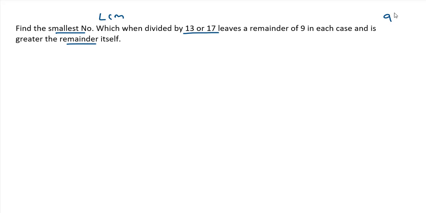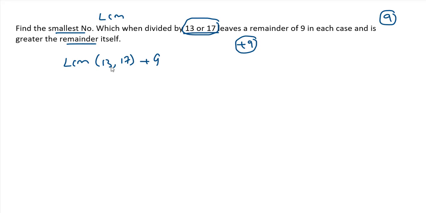So it cannot be 9, because 9 when divided by 13 will leave a remainder of 9. Likewise, when 9 is divided by 17, it will again leave a remainder of 9. So we need to find a number which is greater than the remainder itself. For that, we need to first find the LCM of these two numbers, 13 and 17. That will give us the smallest number which is divisible by both 13 and 17. And then we can simply add the remainder to get our answer. So we'll add 9 to it.